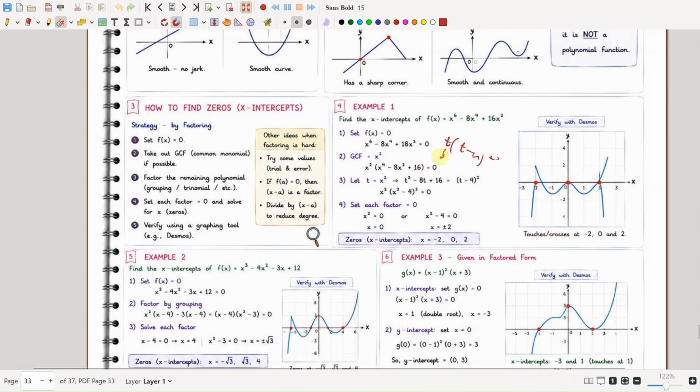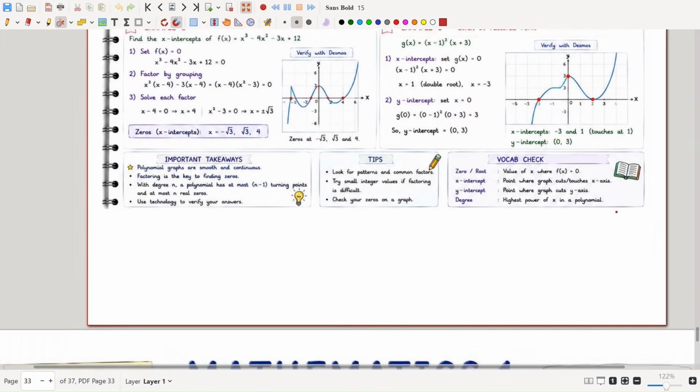I have taken t is equal to x square, which means x square into x square minus 4 the whole square is equal to 0. I am going to set each factor as 0 here. So x square is equal to 0, or x square minus 4 is equal to 0, which means x is equal to 0 or x is equal to plus or minus 2. So the zeros of this equation are x is equal to minus 2, 0, 2. When I plot the graph here, my graph will intercept the x-axis at 3 points: minus 2, 0, 2.